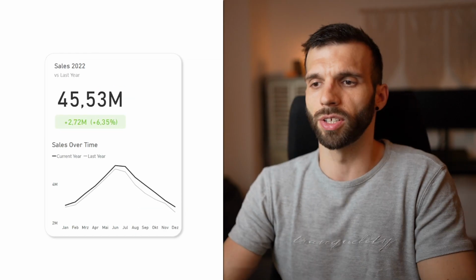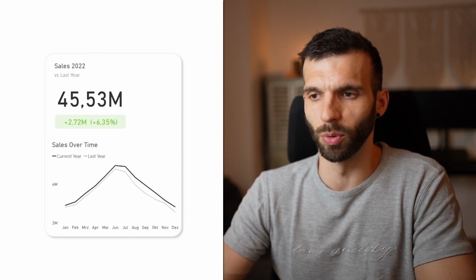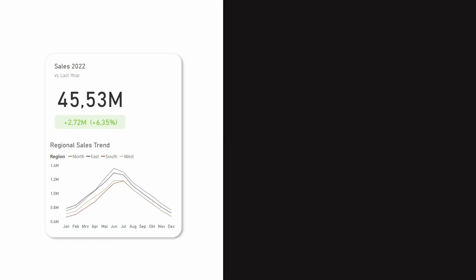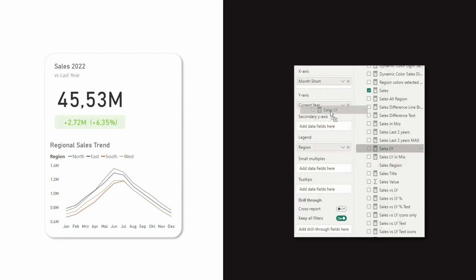We can take the line chart as an example and see what happens if we pull the region on the legend. We see the trend of the current sales for each region at the same time, but it's not possible to put another measure in the visual if we use a legend.